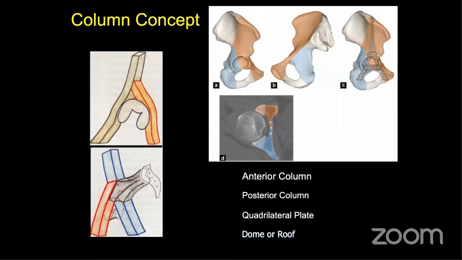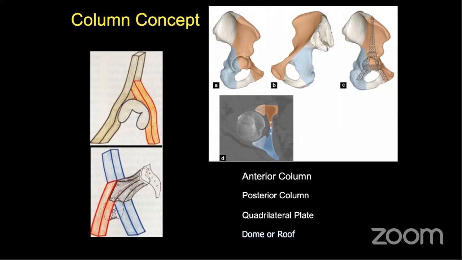I'm sure that all of you have heard about or read about the Y-shaped acetabular anatomy concept. Letournel described this concept, which looks quite like the Eiffel Tower. You have an anterior column, which goes from the anterior part of the iliac crest down the iliopectineal eminence all the way to the pubic symphysis.